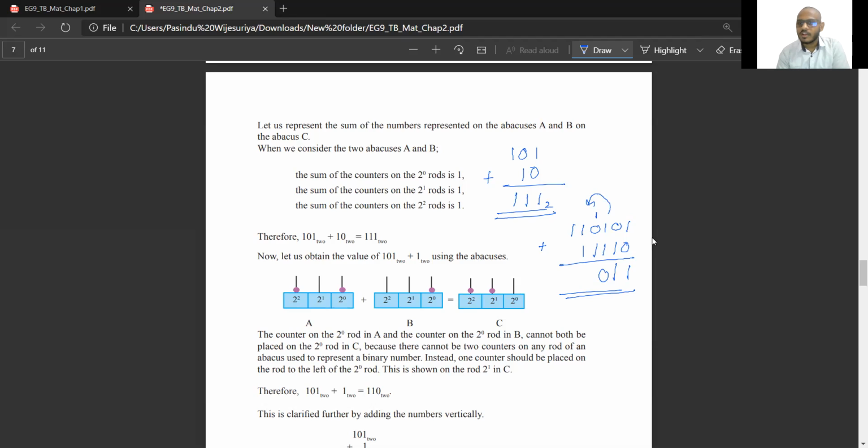1 plus 1 again, what happens? Again 0 and you carry that 1 here. Then there's another one. 1 plus 1 plus 1. What do you do? Then you put a 1 and carry the other. You put 1 here and the other as another 1 here.